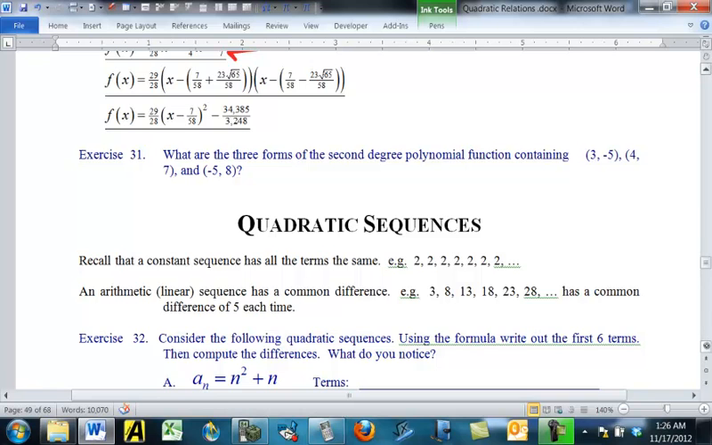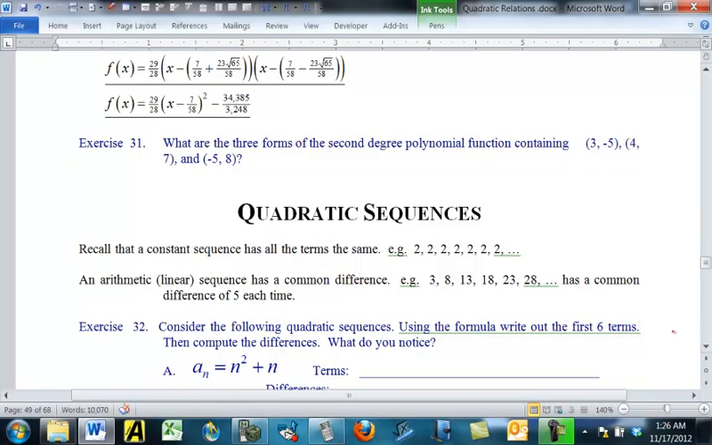Okay? What about quadratic sequences? So, a constant sequence, all of these terms are the same. So they have a difference of 0. They're the same. If it's linear or arithmetic, they have a common difference, so that they are going up by the same amount. The differences are constant.